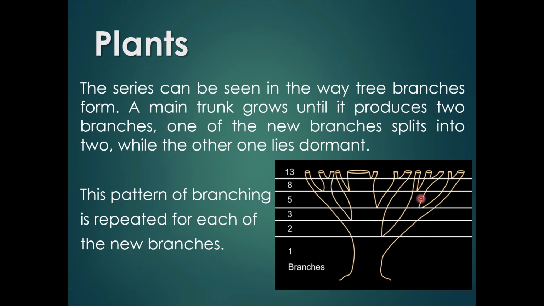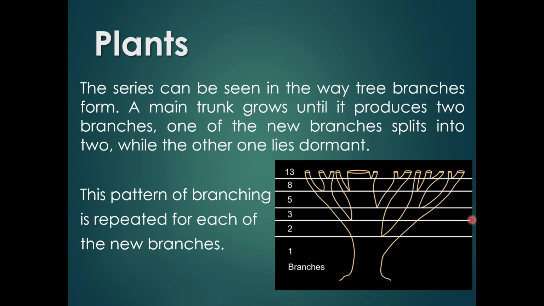And so on. So if you see the pattern of branches, you can observe a Fibonacci pattern. The Fibonacci series can be seen in the way the branches form. A main trunk, there is a stem, the main trunk grows until it produces two branches. One of the new branches splits into two, while the other one lies dormant.